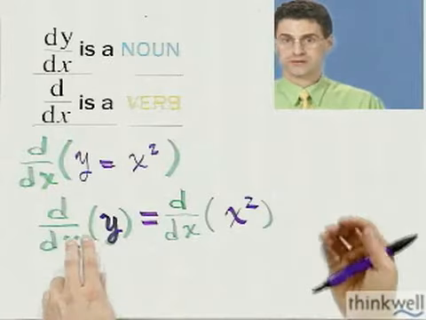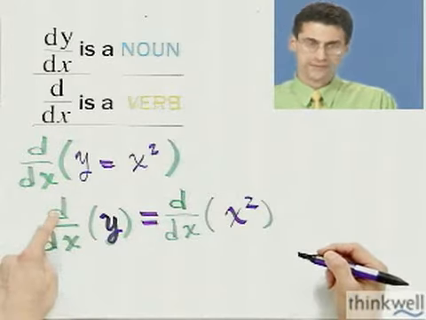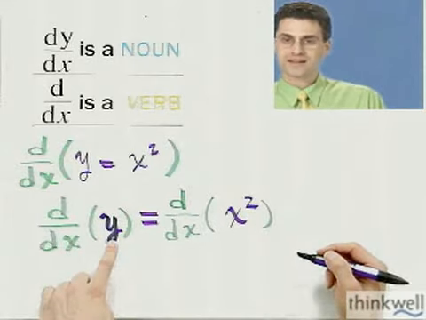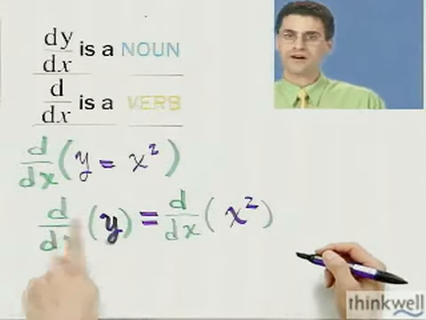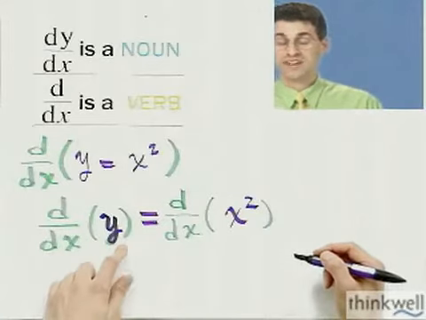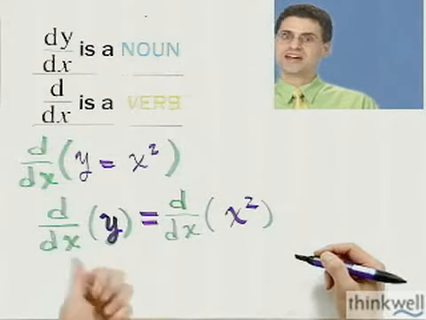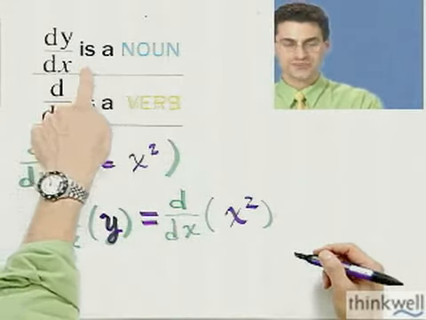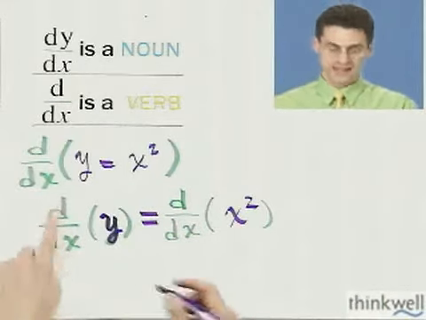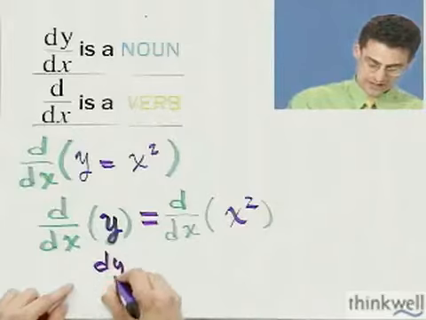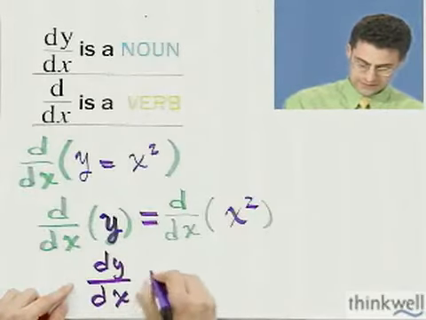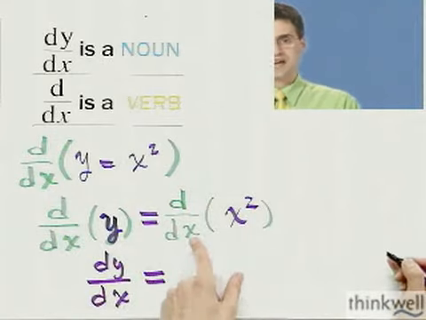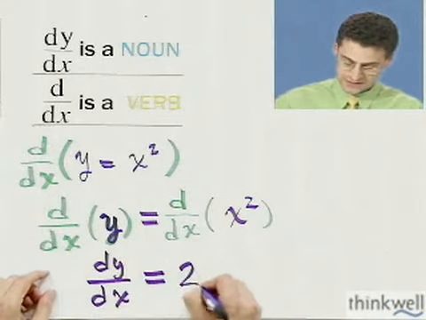Now let's execute. Well, what's the derivative with respect to x of y? Well, what's the derivative of y with respect to x? Well, that's something, and we have a name for it. What do we call the derivative of y with respect to x? We call that dy dx. So this thing produces dy dx. And on this side, what's the derivative of x squared with respect to x? That's just 2x. Not a big deal.